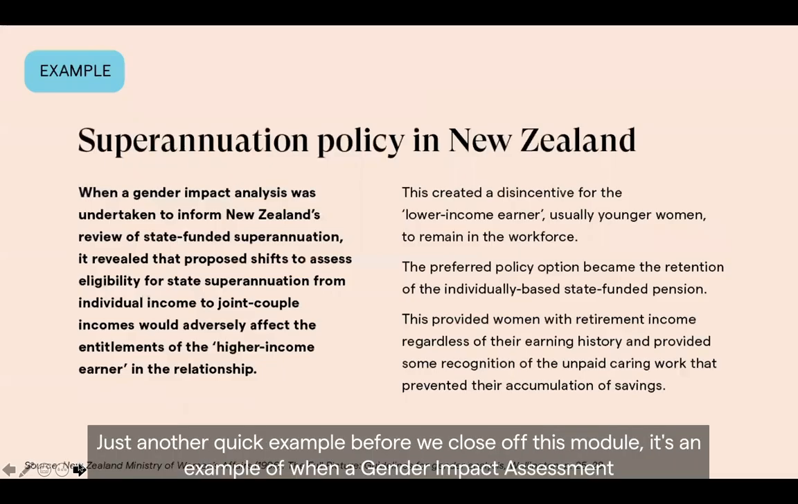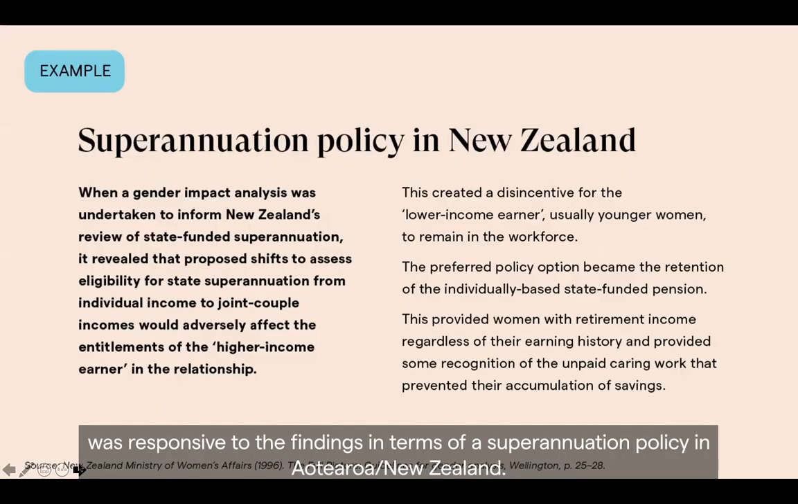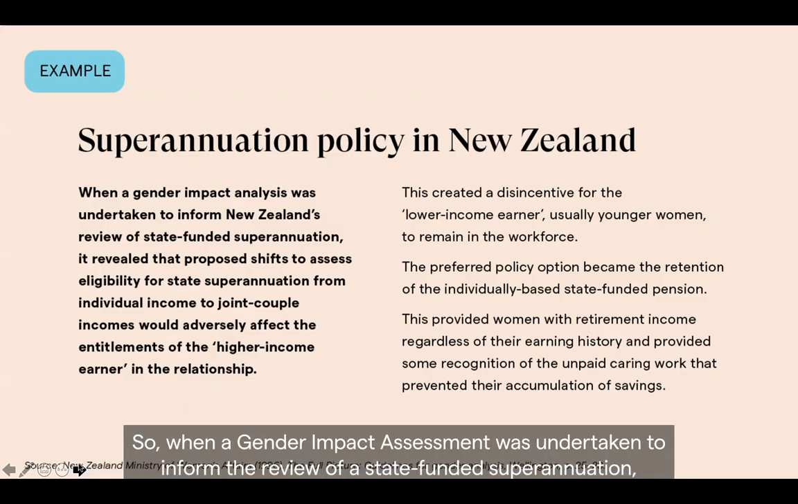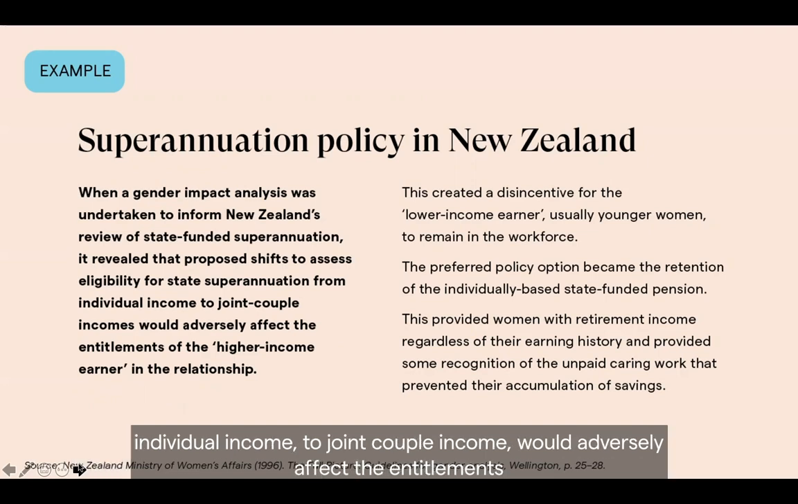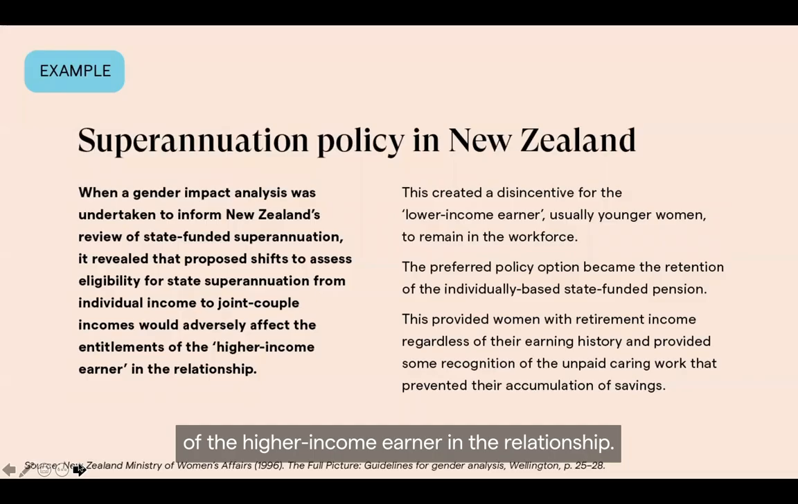Just another quick example before we close off this module. It's an example of when a gender impact assessment was responsive to the findings in terms of a superannuation policy in Aotearoa, New Zealand. So when a gender impact assessment was undertaken to inform the review of a state-funded superannuation, it actually revealed that the proposed shift to assess eligibility for state superannuation from individual income to joint couple income would adversely affect the entitlements of the higher income earner in the relationship.